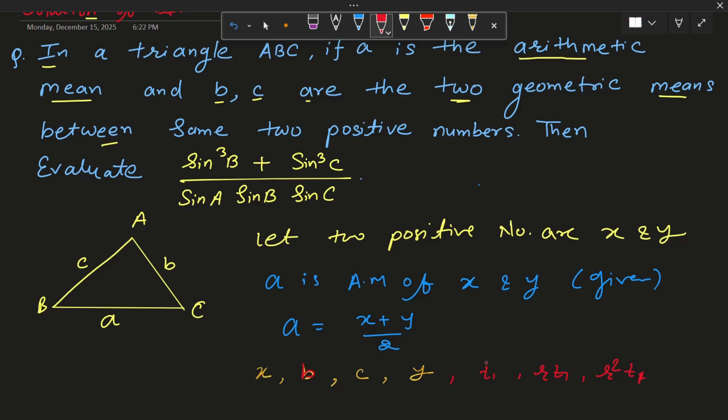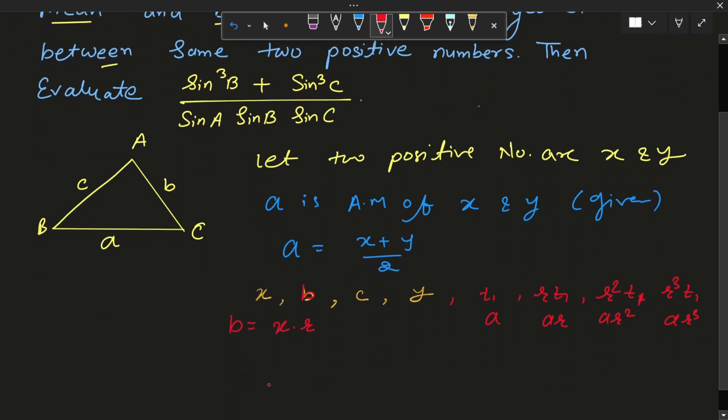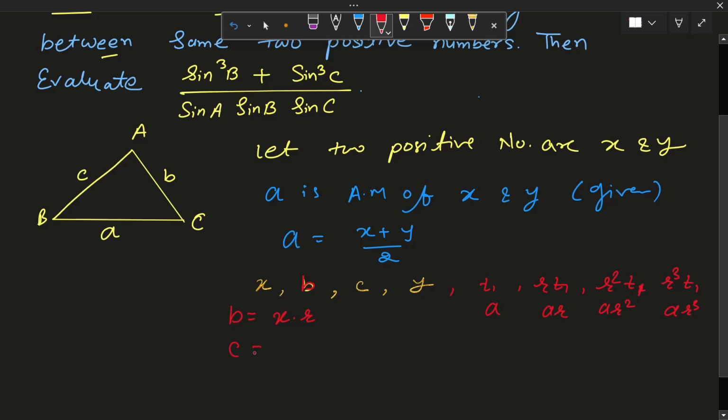If T1 is your first term, then the fourth term will be r cube times T1. For example, a, ar, ar square, ar cube, like that. Understood? So here the first term is x. Then what will be B? B will be x into r, where r is the common ratio. And what will be C? It will be x into r square.